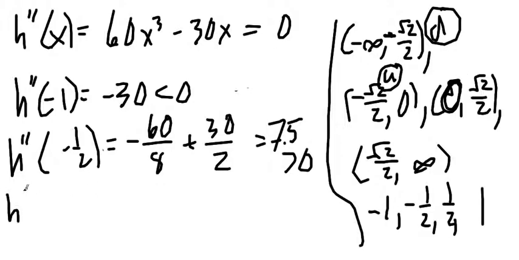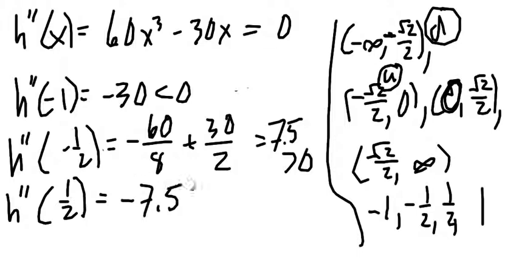On the third interval, well, it's really worth it to be able to apply various mathematical facts when trying to compute things. This is an odd function. It's a polynomial with only odd powers, so if I evaluate the negative of something I already know, here I'm evaluating h double prime of 1/2. I know h double prime of negative 1/2 is 7.5. This implies that h double prime of 1/2 is negative 7.5. That's negative. The function is concave down on this third interval.